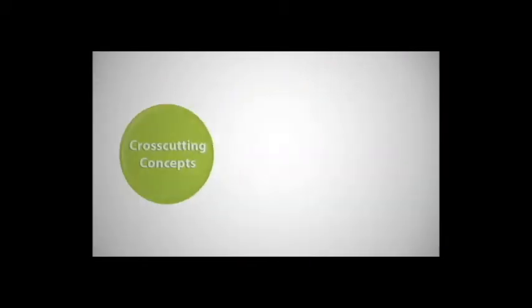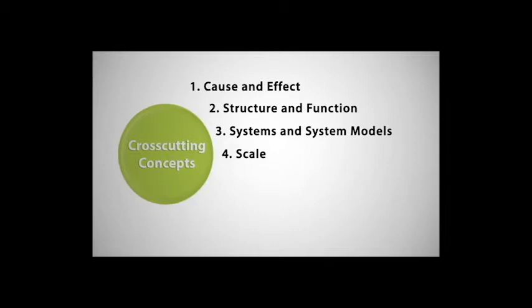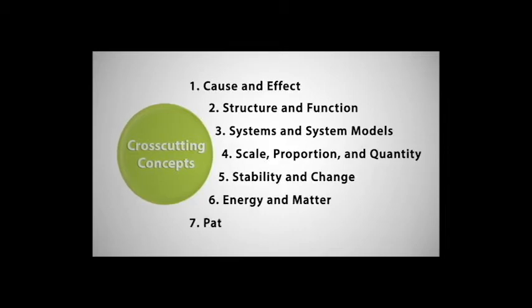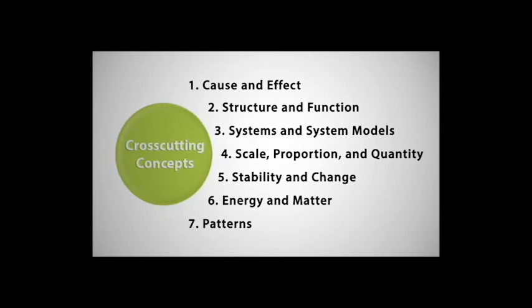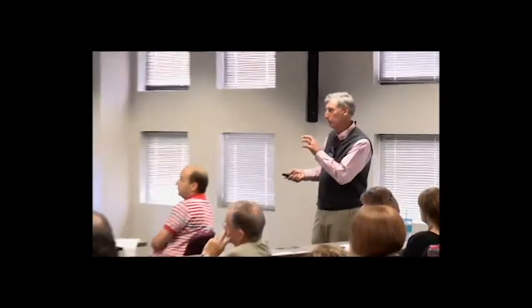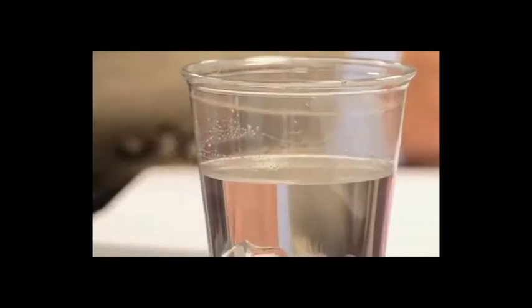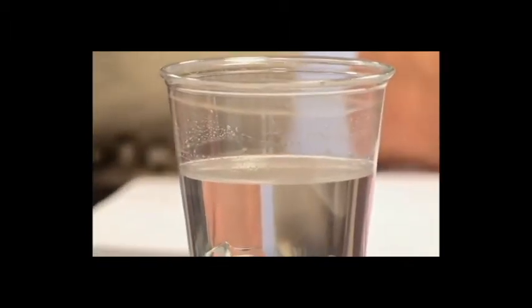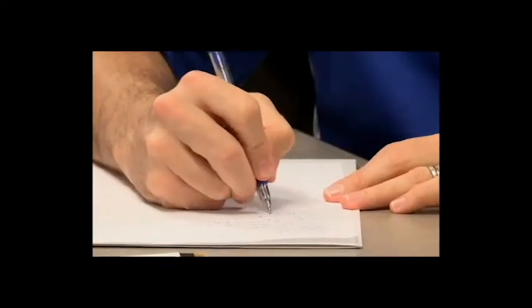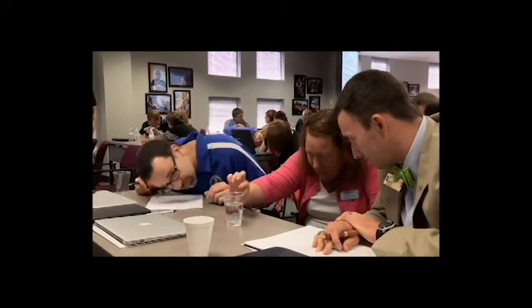Cross-cutting concepts. There's 7 of them. The way we've organized them is around causality, structure and function, systems, scale and proportion, change and stability, matter and energy, and then the last thing, pattern. These cross-cutting concepts are tools that you provide to the children, and they use those tools to make sense of phenomena. So we're looking for changes in the system. There's condensation on the outside. The cross-cutting concepts are a way of organizing the phenomena in terms of what the system is that's being studied.